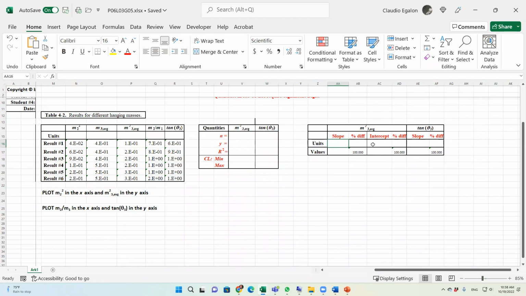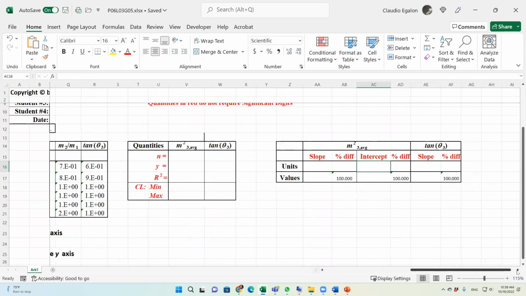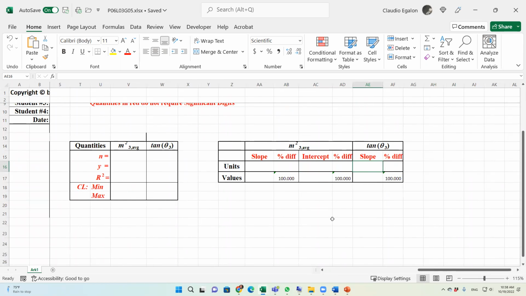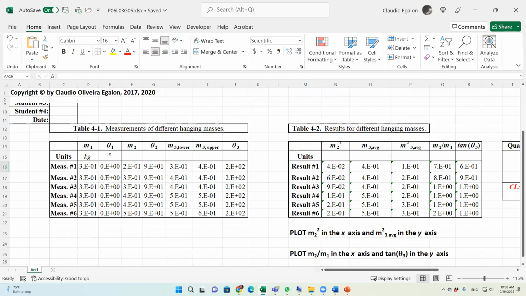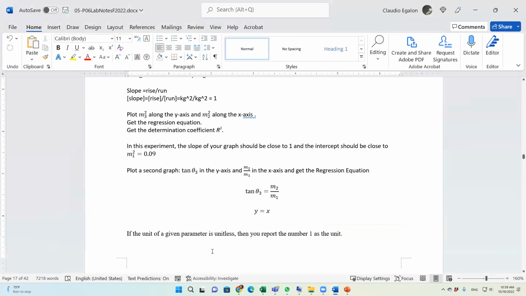Slope for the first graph, intercept for the first graph. Slope for the second graph. You don't need to write down the intercept. The slope value here, intercept value here. Here are the units. I'm putting the units at the top in this table, not at the bottom. Okay, so that's what you have to do for this lab, but there's more, right?